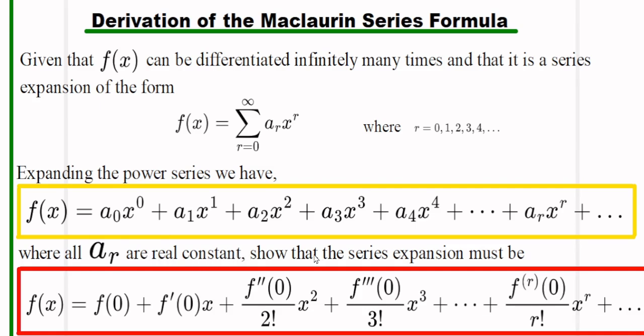Now we have to show that this series expansion in yellow must be the Maclaurin series expansion. We have to show that this must be this. Now, how do we do this?